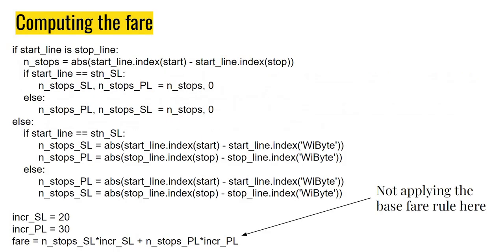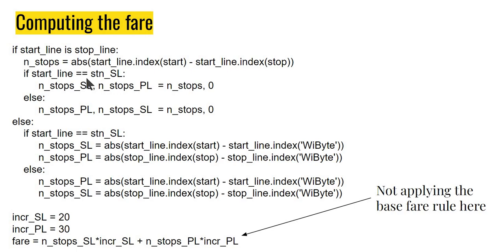Now, with two lines, which is what we're looking at, this is not too hard. If my start line is the same as stop line, which means there's no interchange, then I compute the number of stops as earlier. If this line was a scratch line, then I set a variable called number of stops on scratch line, and number of stops on Python line automatically becomes 0. Now notice this usage is interesting. I'm saying two variables separated by a comma, assigning them to two values also separated by a comma. So this says n stops SL is n stops, n stops PL is 0.